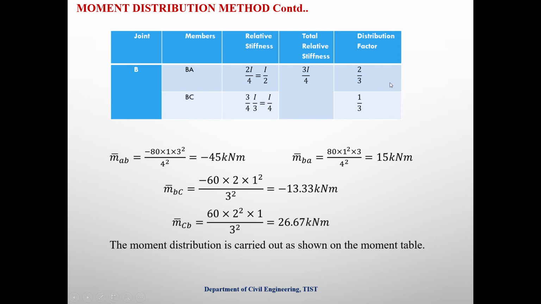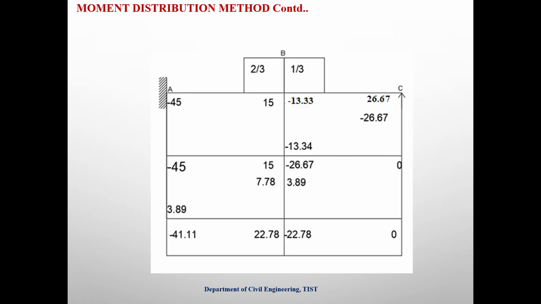After getting the distribution factor and the fixed end moment, all the values should be entered into the moment distribution table. This is the moment distribution table. These are the fixed end moments and these are the distribution factors. Then check the end supports. The support A is the fixed one. That means there should be some moment. But support C is a simply supported one. That means the moment at that particular joint should be equal to 0.